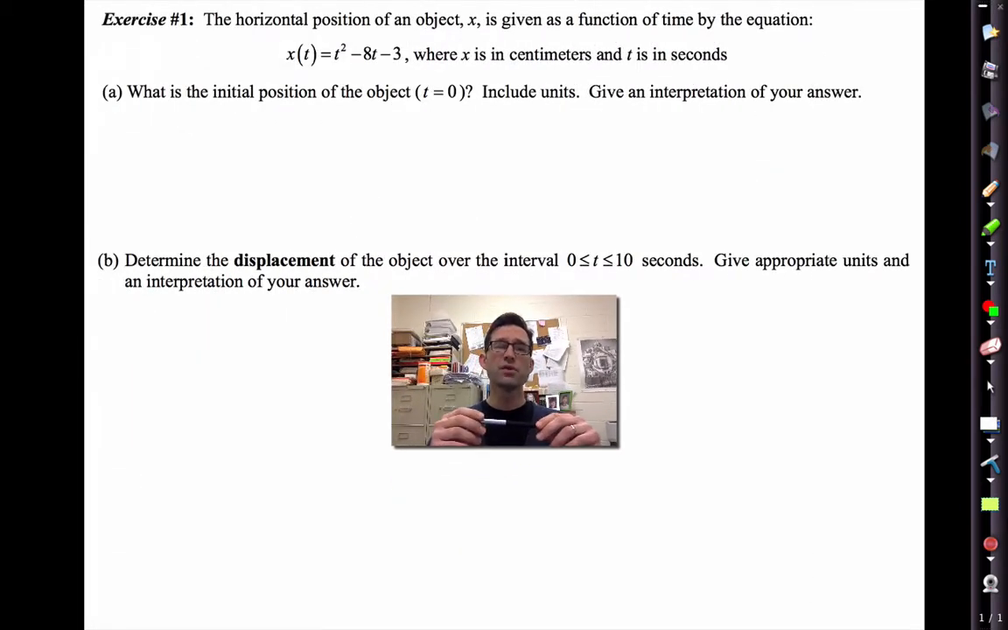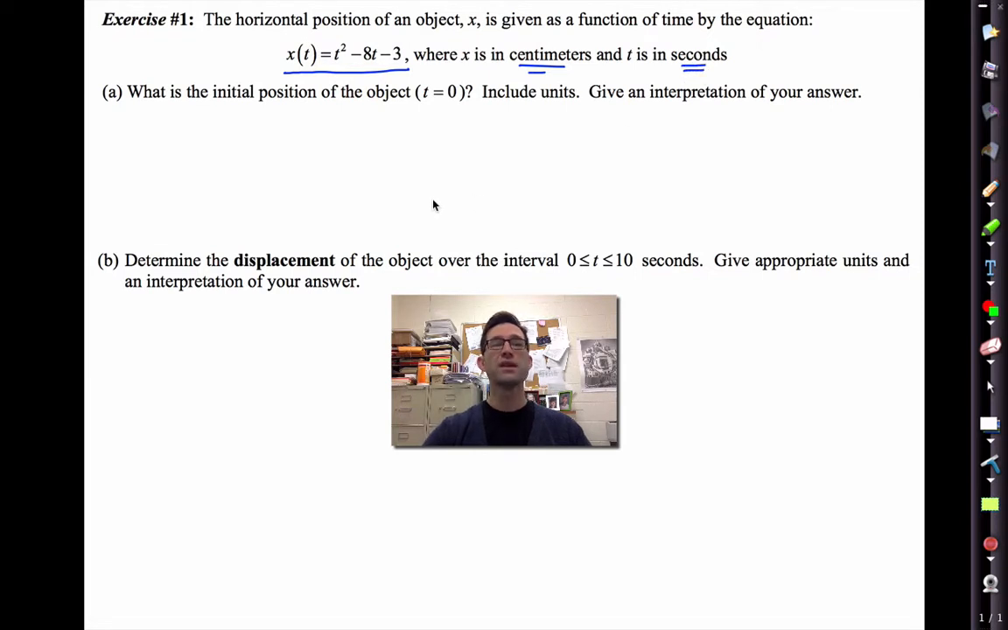In the first problem, we're going to work through some of the math, and we're also going to introduce some concepts and some terminology. So keep track of the things that are in bold. Let's take a look at what we have. The horizontal position of an object, x, is given as a function of time by the equation x of t equals t squared minus 8t minus 3, where x is in centimeters, pay attention to the units, and time is in seconds.